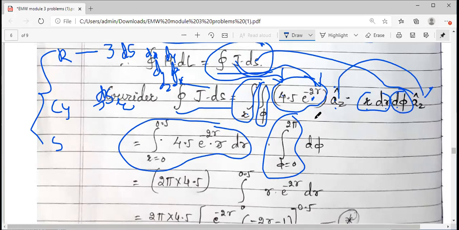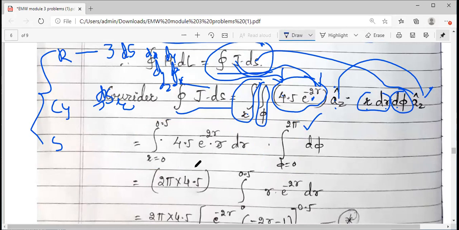So the second integration is easier. Integration of d phi is phi, 0 to 2 pi range. Now what about the first integration? It is not as simple as it looks. You see this, in the first integration, you have the UV formula. What is that? Integration by parts you have to use here.